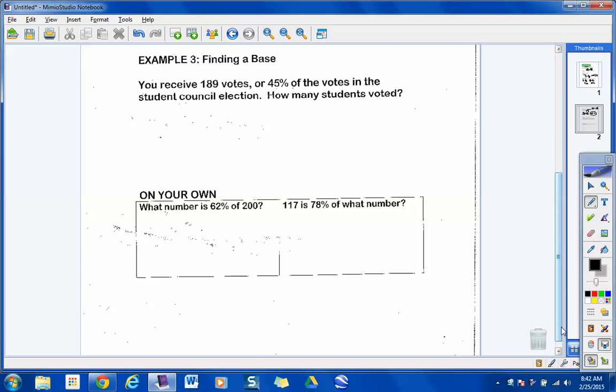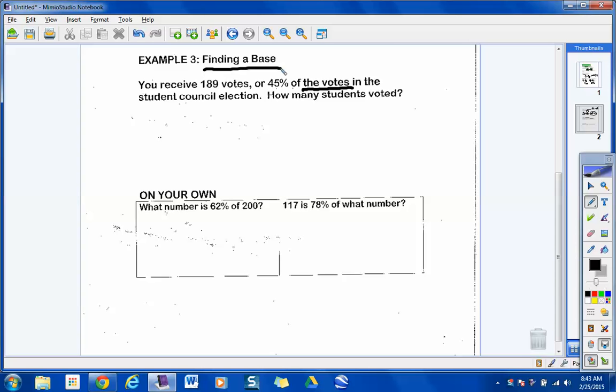All right. It says you receive 189 votes, or what, guys? 45. We got 45%. What's the key word? Of. Of what? The votes. Do we know the number of votes? What's it say we're finding right here? Base. We have the word of, but no number right behind it, which would indicate that you're solving for which variable? Base. B, right?